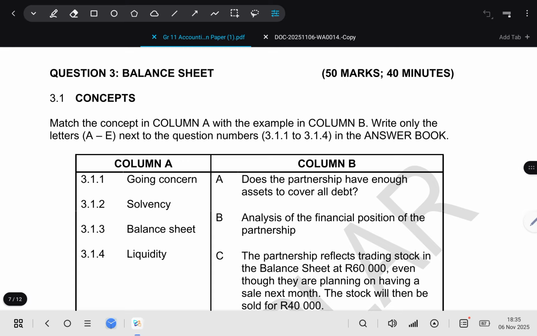I hope that at the end of this lesson you will be able to use it profitably to prepare for tomorrow's paper, for those who are in Gauteng. Now, in this lesson, we're going to be doing balance sheet. Remember, guys, they are going to expect you to do specific notes.